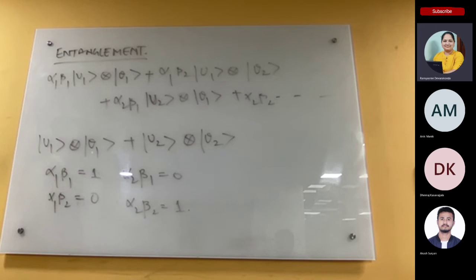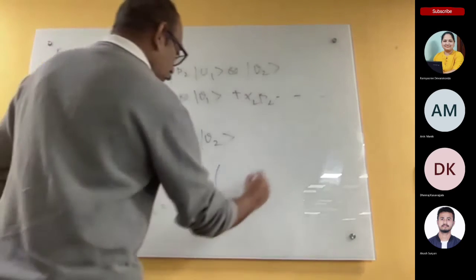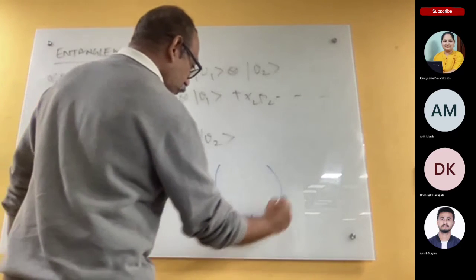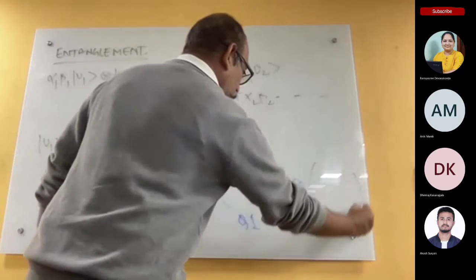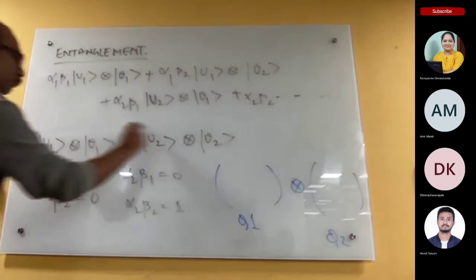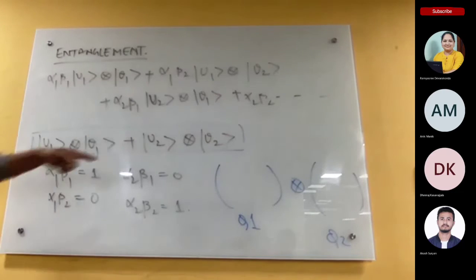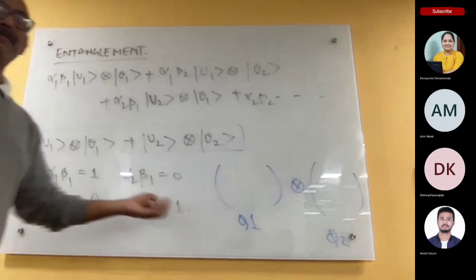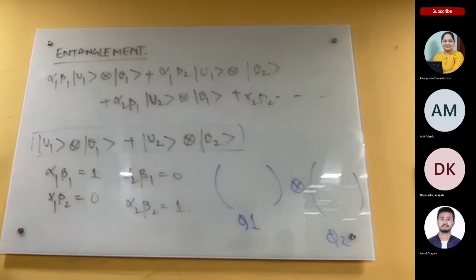Correct? Yes. So you cannot write it as some state of particle Q1, Q2. You cannot factorize this like this. However you factorize, both will be there in each. You cannot factorize. So these 2 particles are entangled, right? That is what it means mathematically.